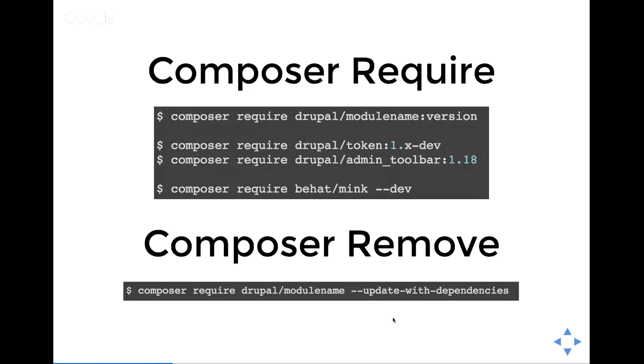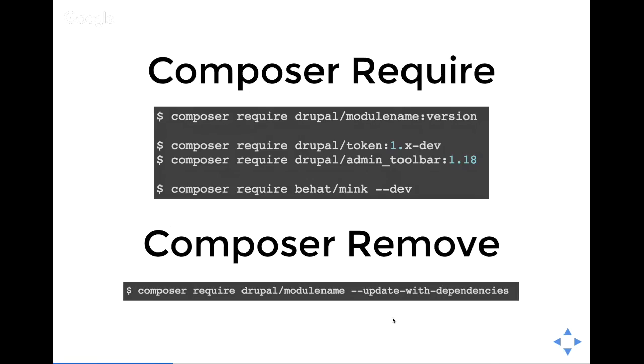So Composer require, it's fairly simple. It's Drupal / and then if you want to go out to D.O and look for a project on there, whatever that project's name is what you're going to put in as the module name. And then if you're looking for a specific version, you can put a version there. Otherwise, it's just going to grab the latest stable version.